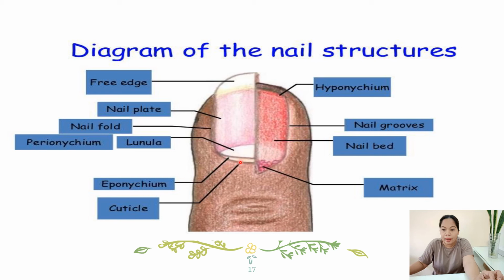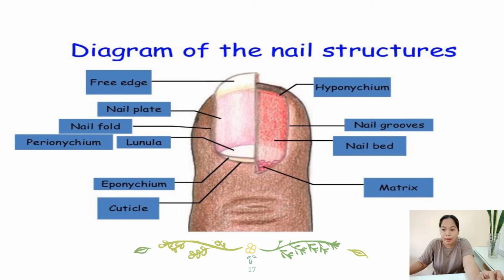The eponychium is above the cuticle. Hyponychium is beyond your free edge, under. Your nail groove, ito yung slit, tignan nyo, yung track. Slit, gilid. And then the nail bed. And then your matrix. So, yung matrix nyo ay parte siya ng nail bed. Again, matrix is a part of the nail bed.